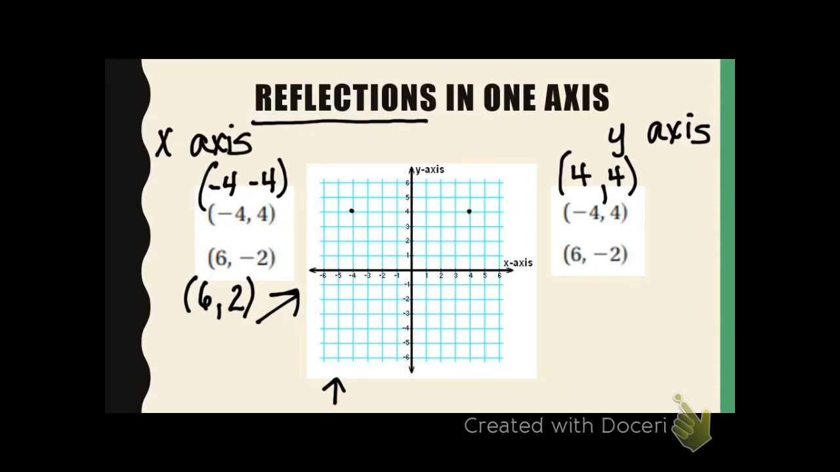All right, let's do the same thing for the next one. We're going to do +6, -2. Now to change it, remember I'm changing it in the y-axis so my y stays the same, and I'm going to change the sign in front of my x. So now I'm going to go over to -6, -2, and I have made a reflection. If I folded my paper in half using the y-axis as my fold, I would have made a mirror image or a reflection at that point.